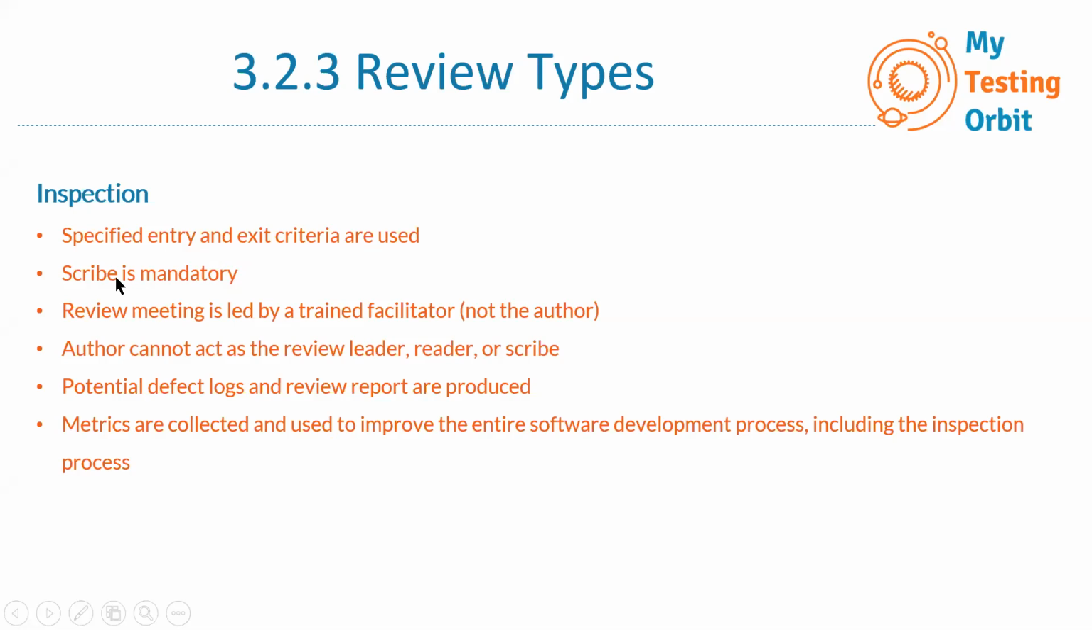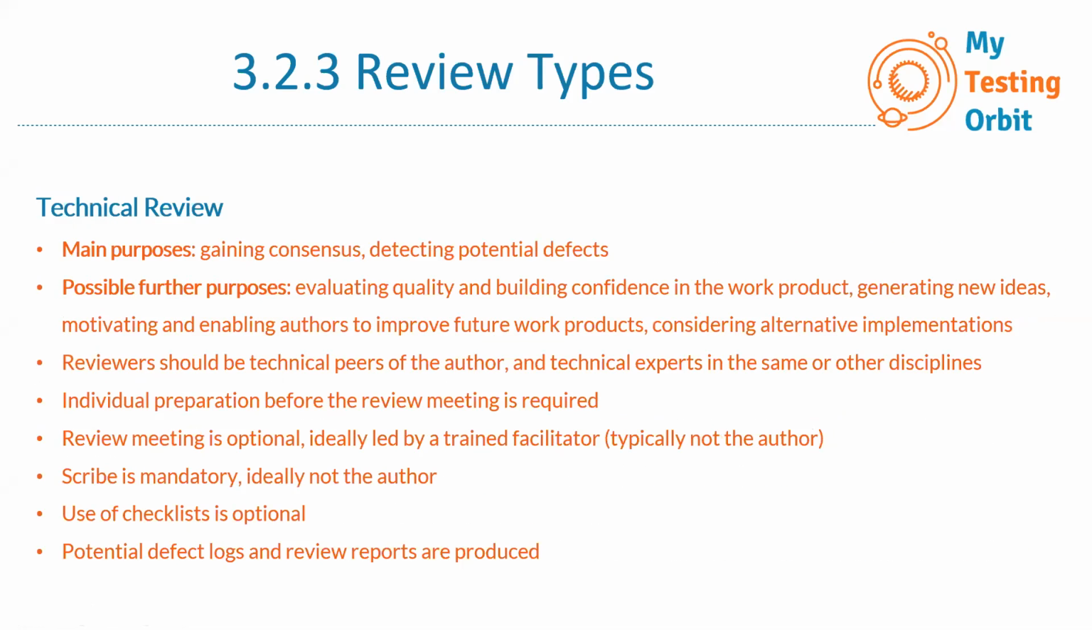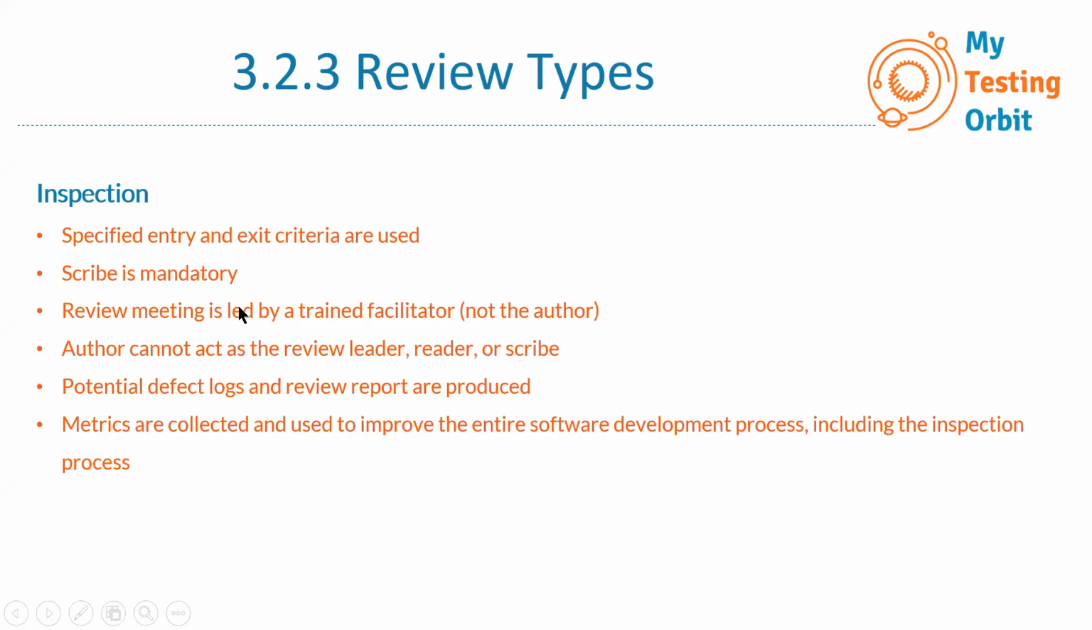Scribe is mandatory in the inspection review type. The review meeting is led by a trained facilitator, not the author. So just like technical review, inspection is also led by a trained facilitator. Author cannot act as the review leader, reader, or scribe. So we know that an author cannot play any of these roles in the review process. Potential defect logs and a review report are produced. This is the same as the previous ones.